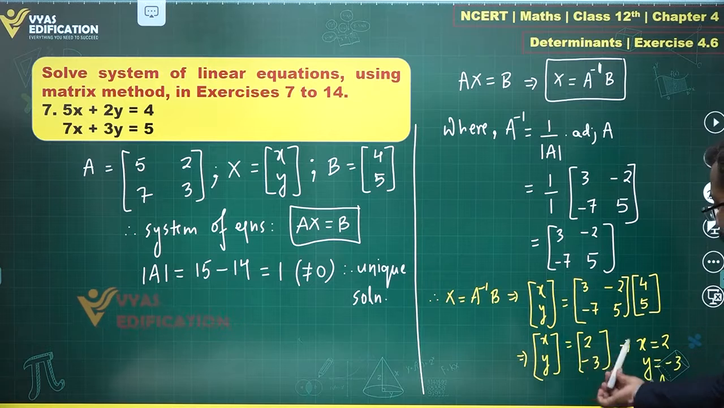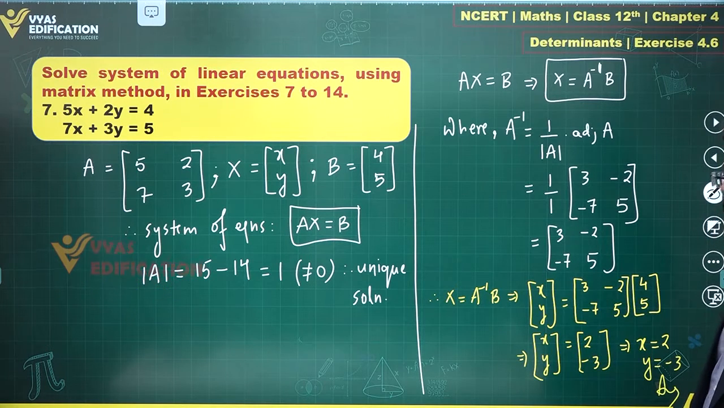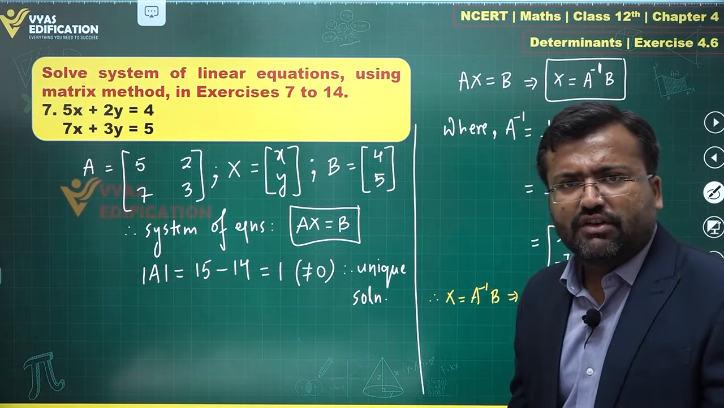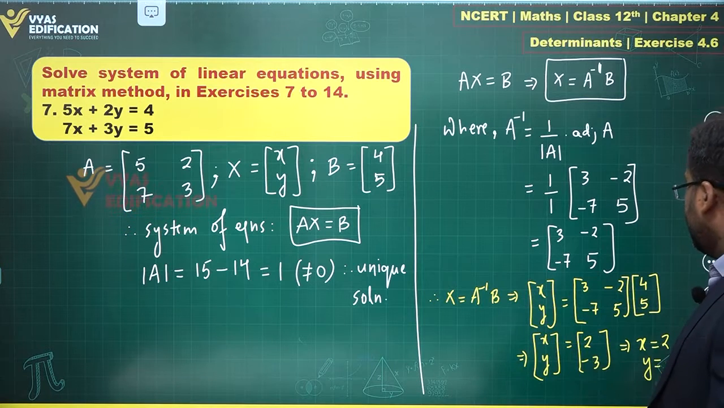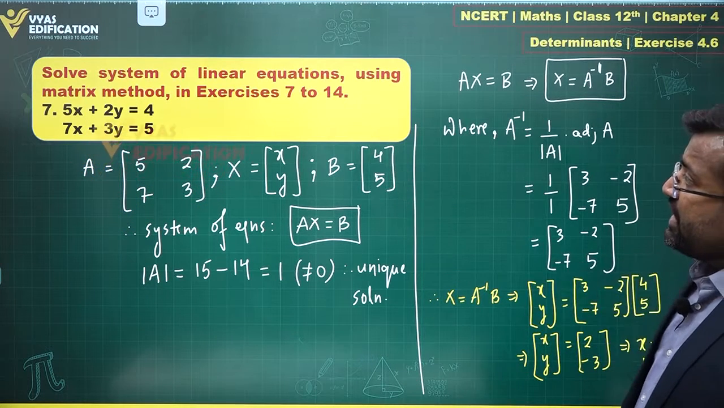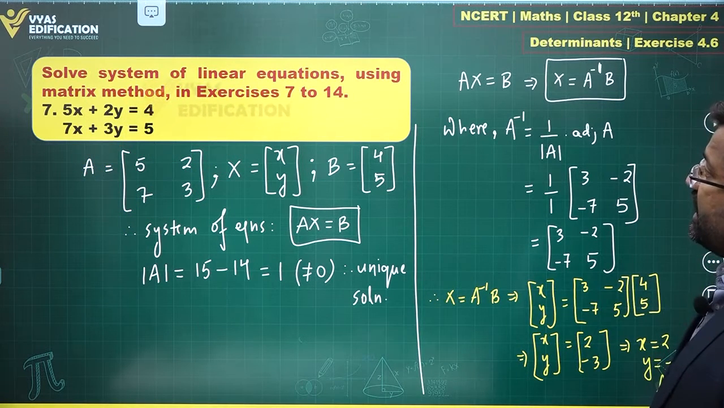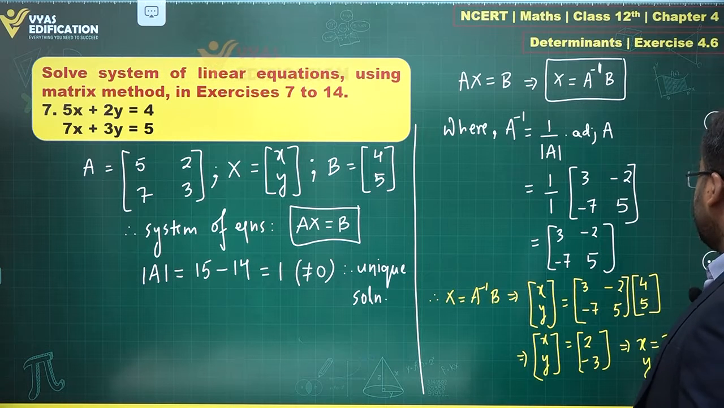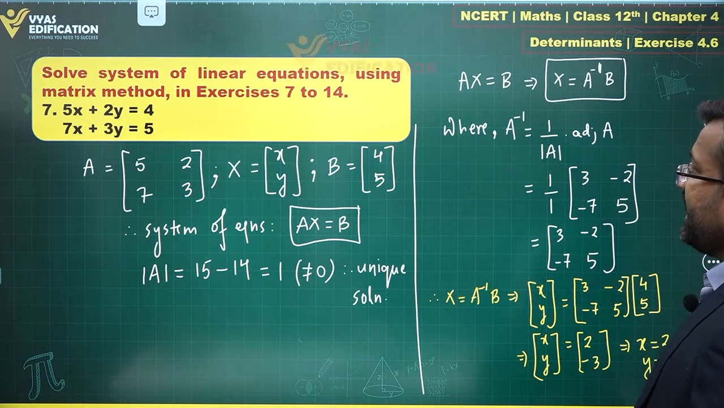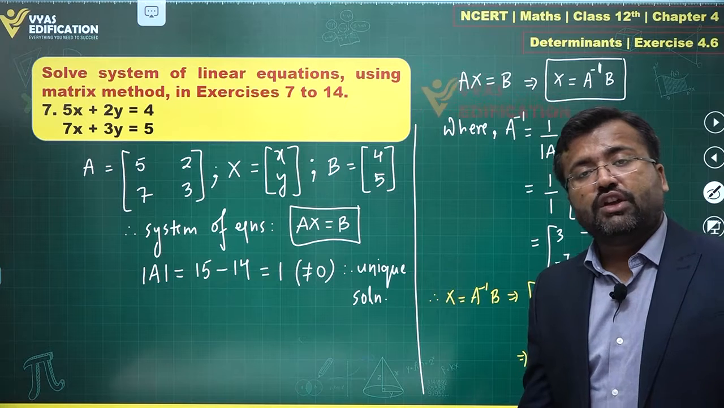x equals 2 and y equals minus 3 is what I get. For the timing, you can also check your answer for a minute. What do you have? In the LHS, 2 and minus 3 will give me 5 times 2 is 10 and minus 6 will be 4. That's okay. 7 times 2 is 14, minus 9 is 5. That's okay, right? Both the equations are satisfied?